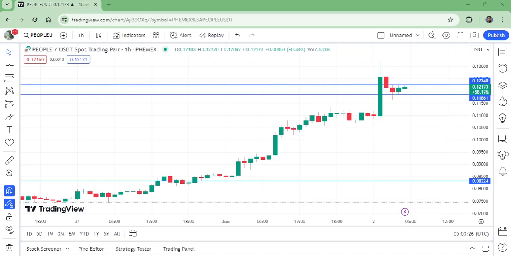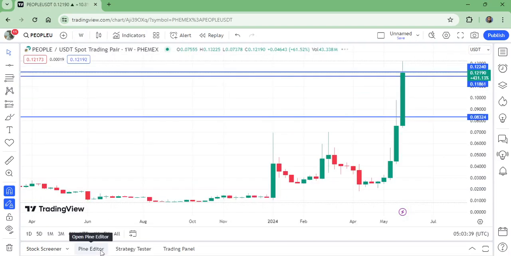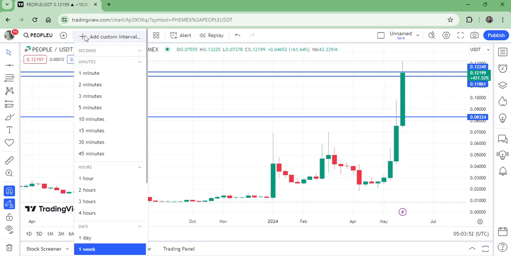This is the 1 hour time frame chart of PEOPLE/USDT. It has gone up. Now watch the weekly time frame: consecutive upward move. This is the third week. This was the breakout. And now what is going to happen next? I am going to explain in this video.